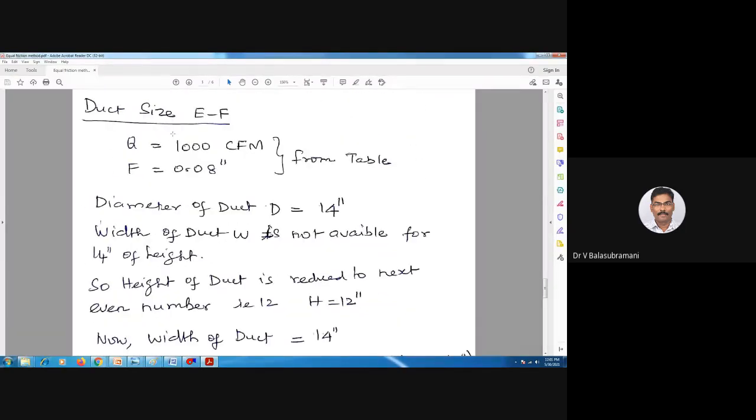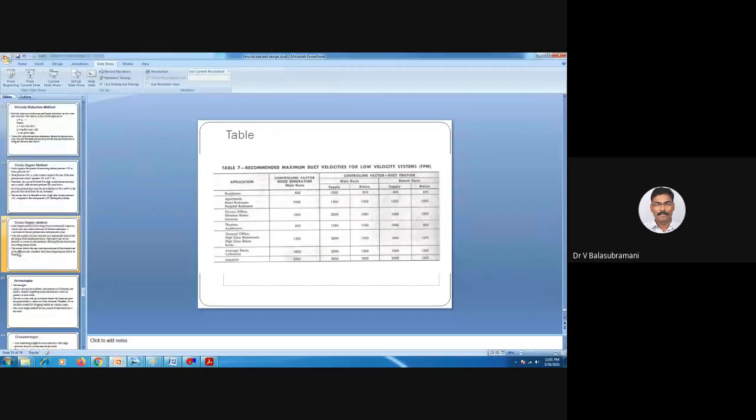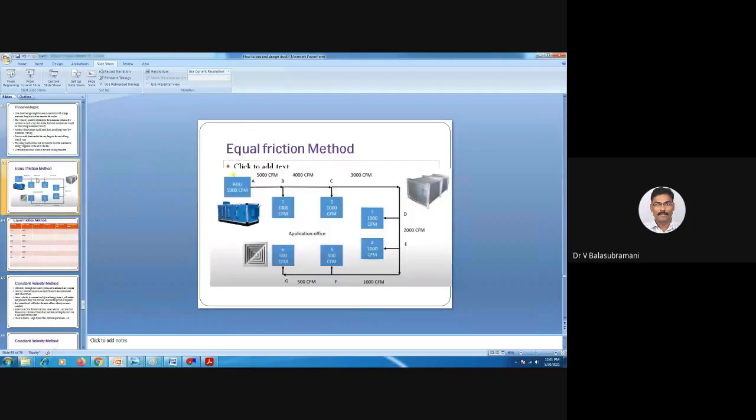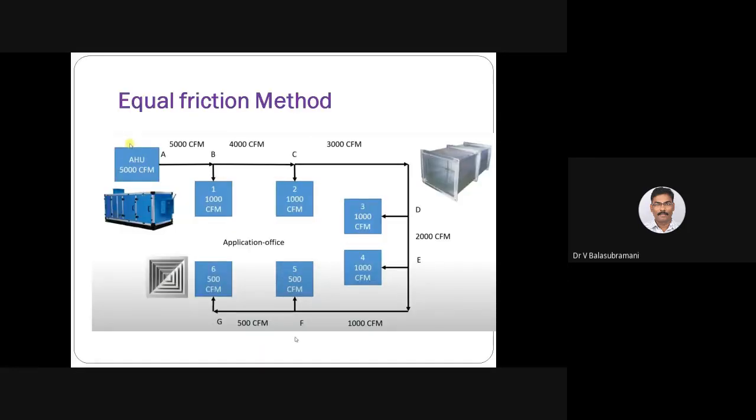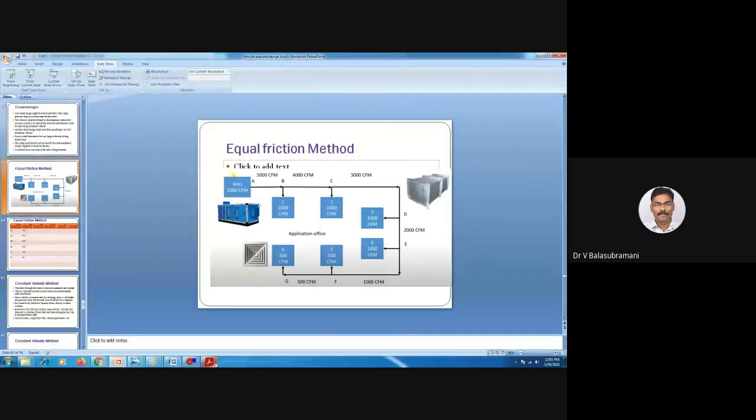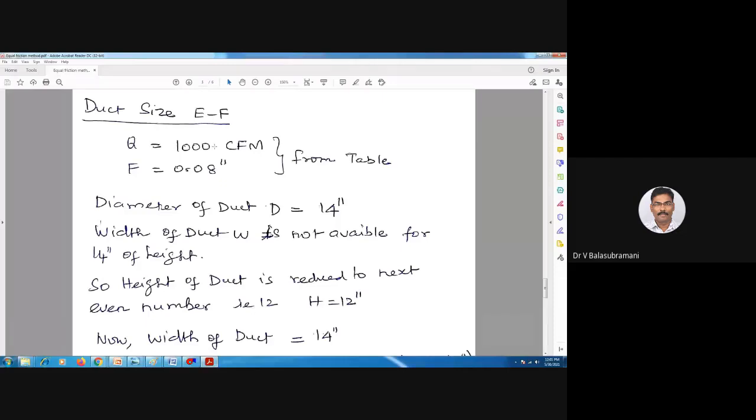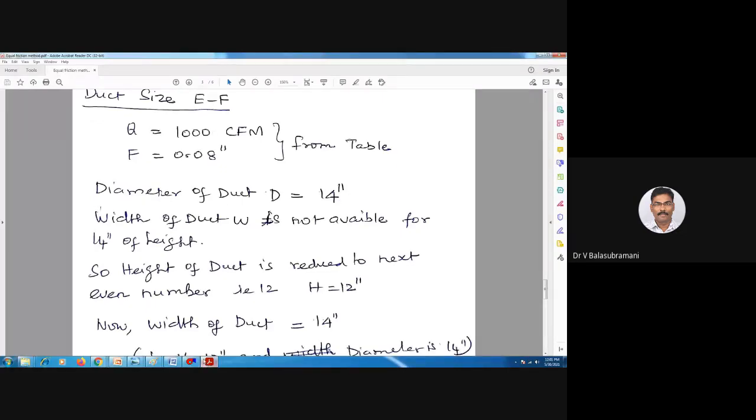And then duct size EF. I just move to the problem, then only you get a clear idea. For EF, the volume rate is 1000 CFM. The F is equal, the same. The diameter of the duct is equal to 14.